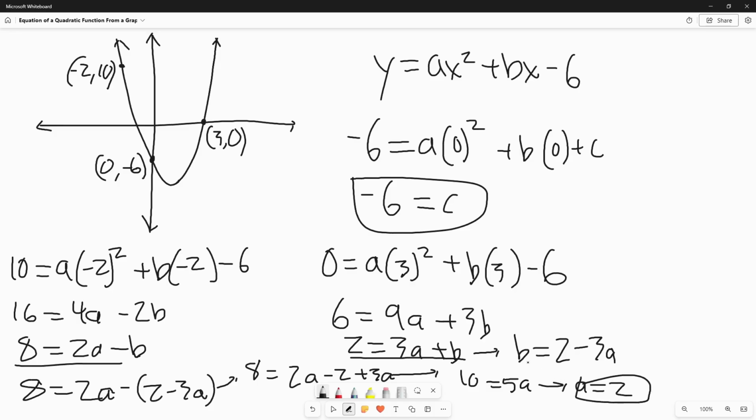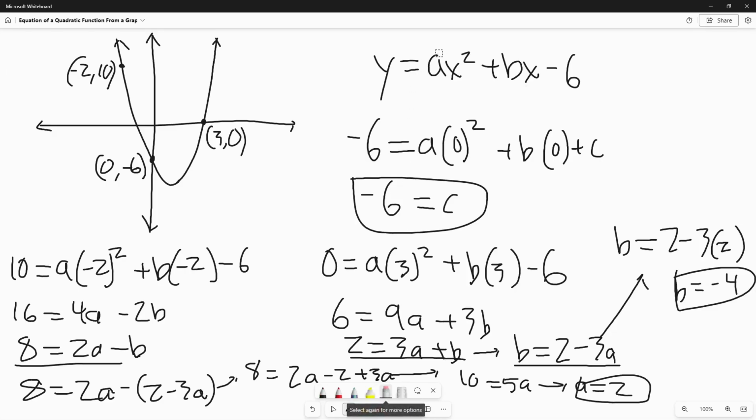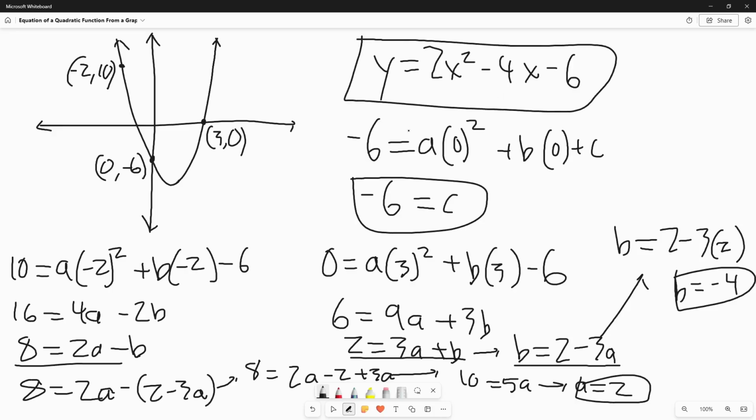And let's plug in a equals 2 into this. So b is equal to 2 minus 3 times 2. b is just equal to 2 minus 6, which is negative 4. And look, we found c, b, and a. So let's just replace c, b, and a in the original form. So b is negative 4 and a equals 2. So y equals 2x squared minus 4x minus 6. And this is our final answer.